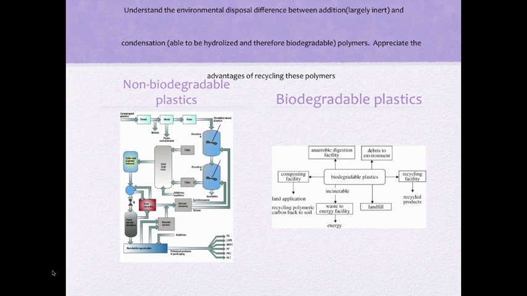I've provided for you two flow charts that give you an example of how biodegradable plastics and non-biodegradable plastics can be recycled. Both of them can be chopped and shredded and washed and stored. But biodegradable plastics have other ways that they can be reduced and be made less harmful to the environment.